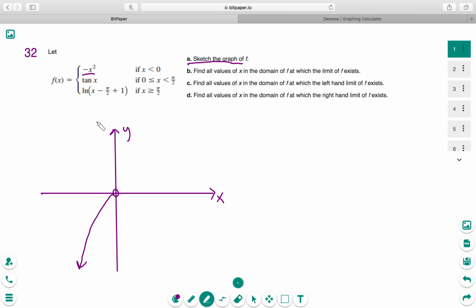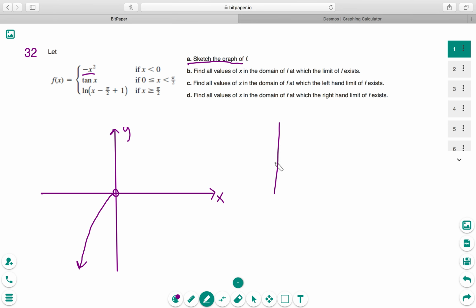And then it's going to be tangent of x if x goes from 0 to pi halves. So it includes 0, right? And then it goes all the way to pi halves but does not include it. And so let's look back on our trig days, right? So I'm going to just put this side note over here.